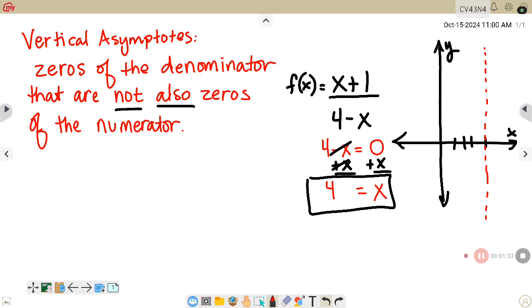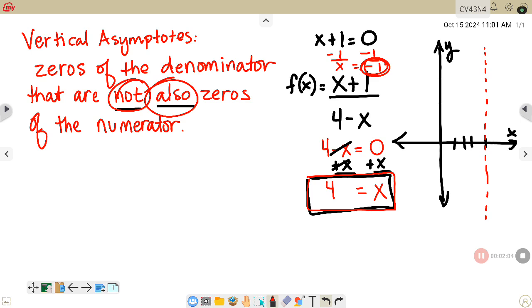Okay? Now, I also need to make sure that 4 is not a zero of the numerator, because if we have x plus 1 and set it equal to 0, and then subtract 1 from both sides, we get x equals negative 1. What that tells me is that negative 1 is the zero of the numerator, which is not the same thing as 4. So this is a true vertical asymptote.